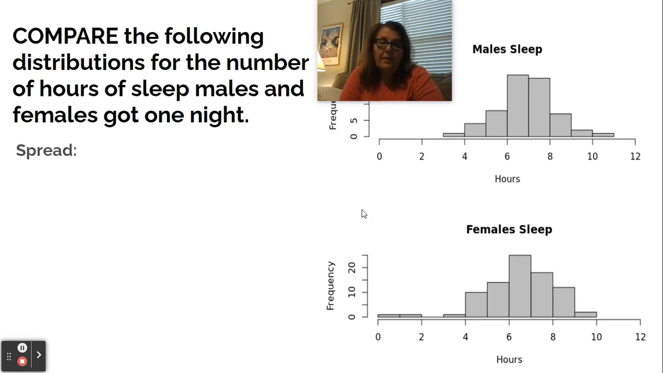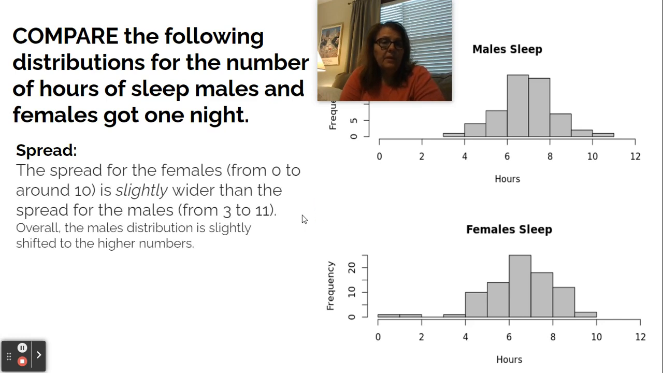So now let's talk about the spread. Okay? So you're going to be specific, and you're also going to talk in comparison language. Is one wider? Is one narrower? And such. So we would say the spread for the females, which is from 0 to 10, is slightly wider than the spread for the males, which is from 3 to 11. And we could also say that the overall male distribution is slightly shifted to the higher numbers. Okay, this is where you're making comparisons.